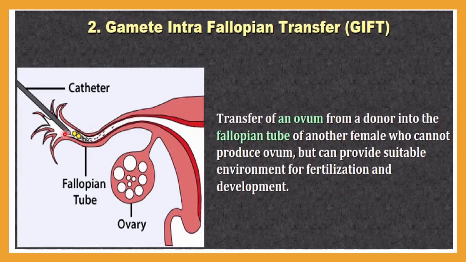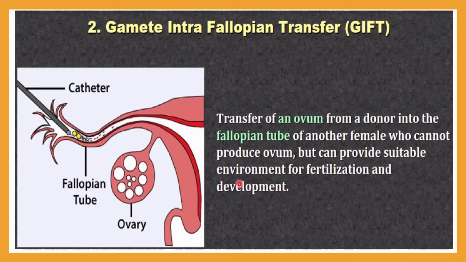Okay, you must remember here that in this transportation, only the gamete is transported, not the fertilized embryo, because the fertilization event has not yet happened. Fertilization will occur inside the female body, not outside the body or in laboratory conditions, and that's why it will be transported into the female fallopian tube. So this is the transfer of an ovum from a donor into the fallopian tube of another female who cannot produce ovum but can provide a suitable environment for fertilization and development.